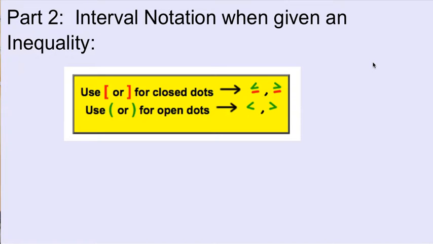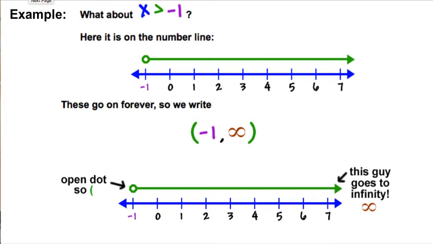Part of it is writing interval notation when we're giving you an inequality. Here are the rules again. If it includes the number, it's a bracket. If it doesn't include the number, it's parentheses. This example is saying x is greater than -1. So we've graphed it out on a number line for you.